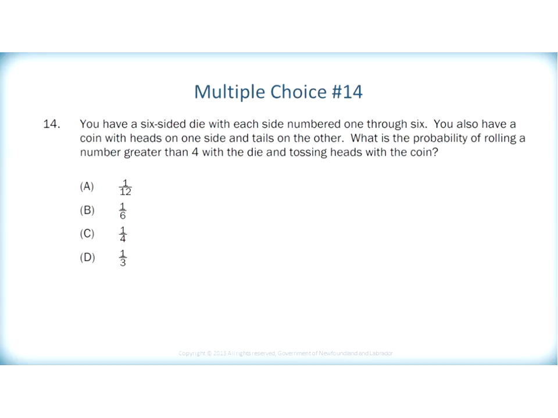You have a 6-sided die with each side numbered 1 through 6. You also have a coin with heads on one side and tails on the other. What is the probability of rolling a number greater than 4 with the die and tossing heads with the coin? These are independent events, as tossing the coin does not affect the outcome of the die. So on the die we have 1, 2, 3, 4, 5, and 6, and we can have 2 options for each one here. We can roll a heads or a tails for each one.